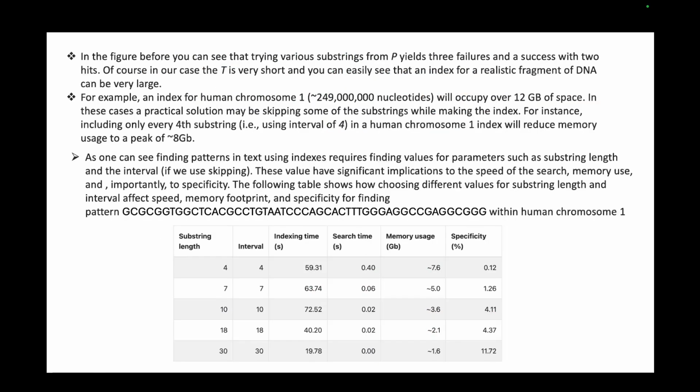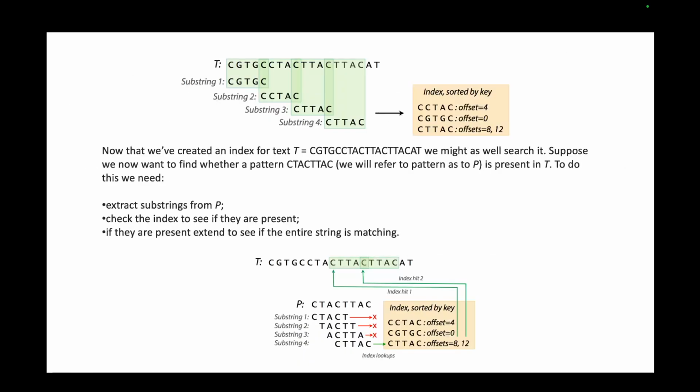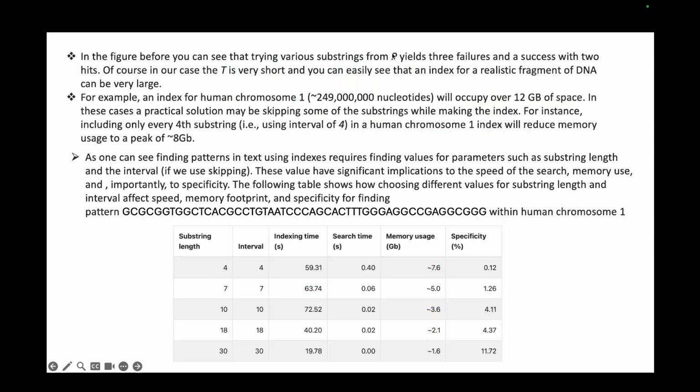In the previous figure, you saw that trying various substrings from P yields 3 failures and a success with 2 hits. So these are all your substrings. Only one of these substrings is present in your text, right? The rest 3 are not present. The rest 3 were failures, and there was 1 hit. Actually 2, because the same substring is present in 2 different indices, but there are 3 failures and 1 hit. Yeah, trying various substrings from P yields 3 failures and a success with 2 hits.